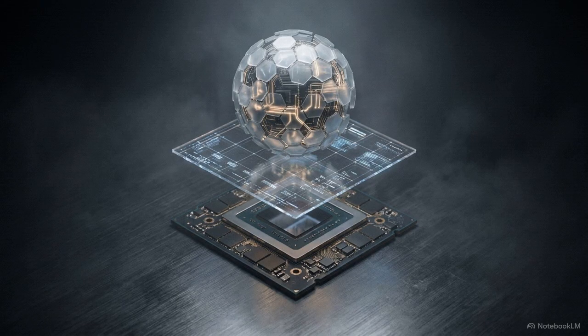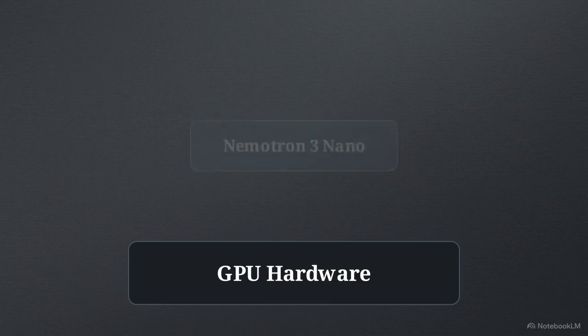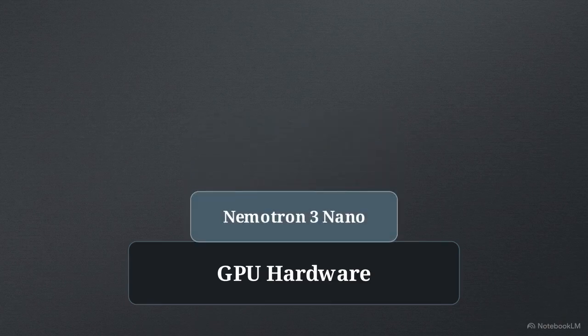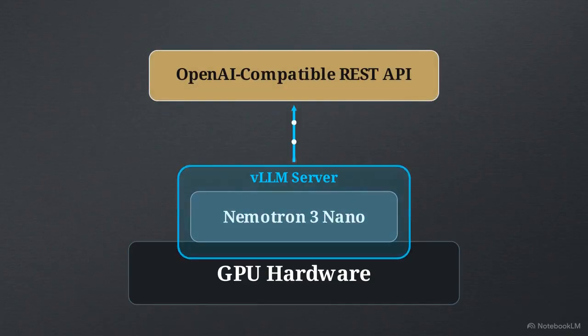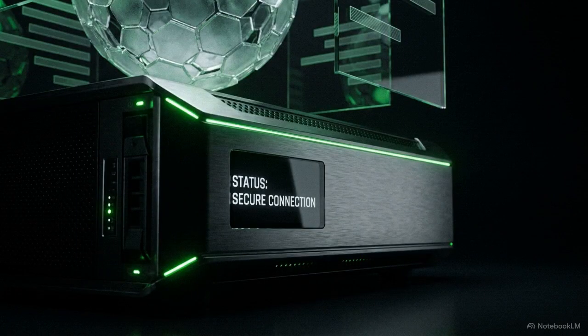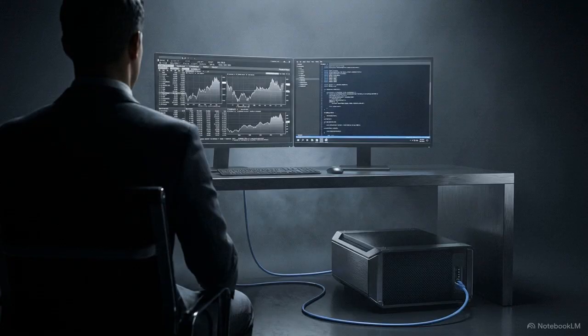Once the silicon is in place, you need to bring it to life with the right software engine and a model that fits your hardware. We load an open weights model like Nematron 3 Nano directly onto the GPU. We wrap it in vLLM for efficient serving, which outputs a universal OpenAI-compatible REST API, letting internal tools connect instantly. You have just turned off-the-shelf hardware into a fully functioning private AI endpoint. The data goes in, the reasoning comes out, and nothing ever leaves your control.